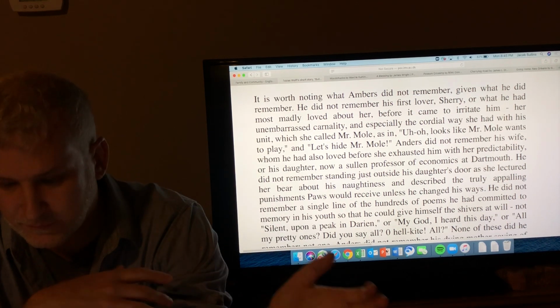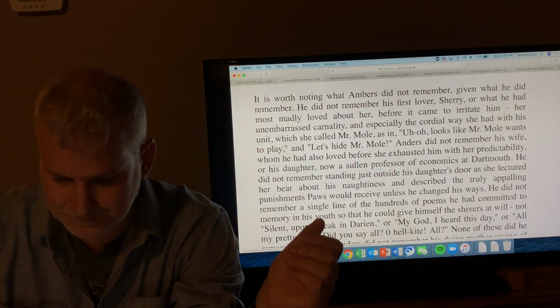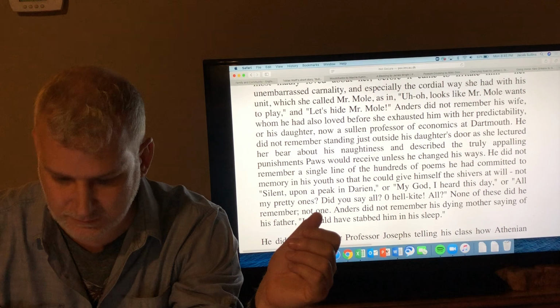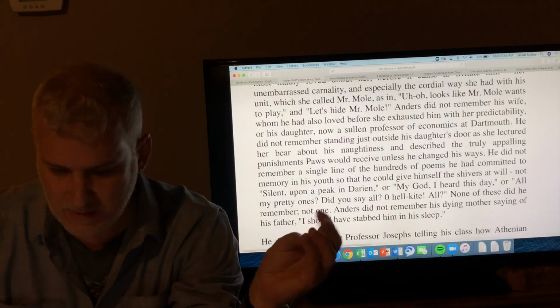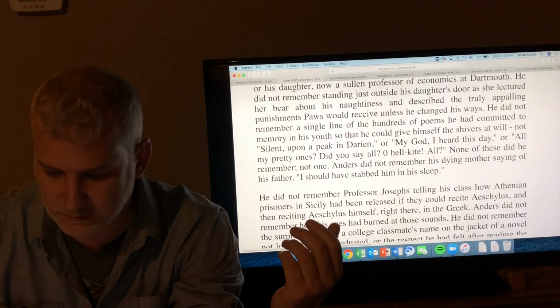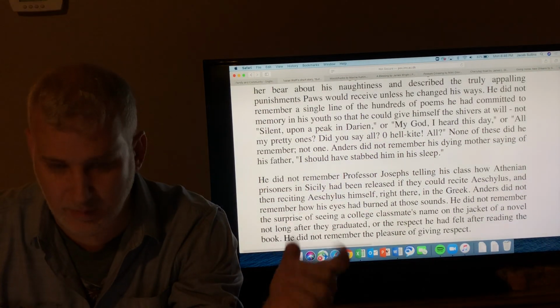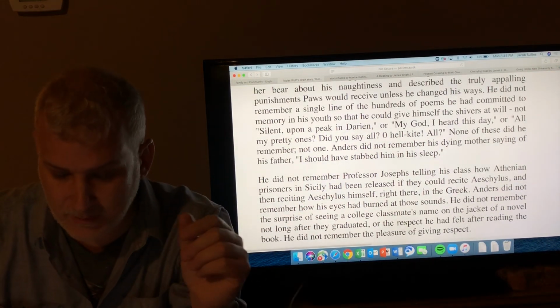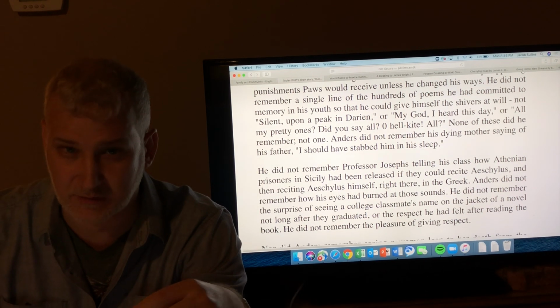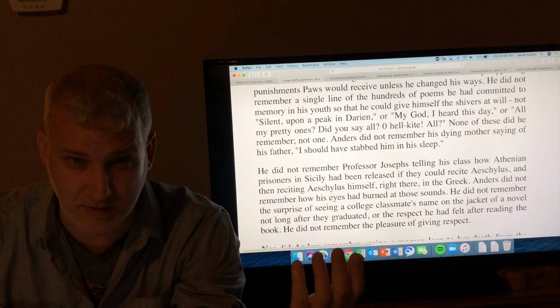He did not remember his first lover. He did not remember standing just outside his daughter's door as she lectured her bear about his naughtiness. He did not remember a single line of the hundreds of poems he had committed to memory in his youth. None of these did he remember, not one. Anders did not remember his dying mother saying of his father, "I should have stabbed him in his sleep." You know, his mom saying this awful thing about his dad.